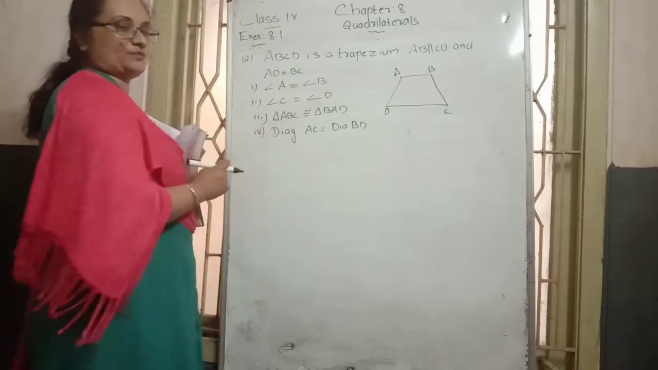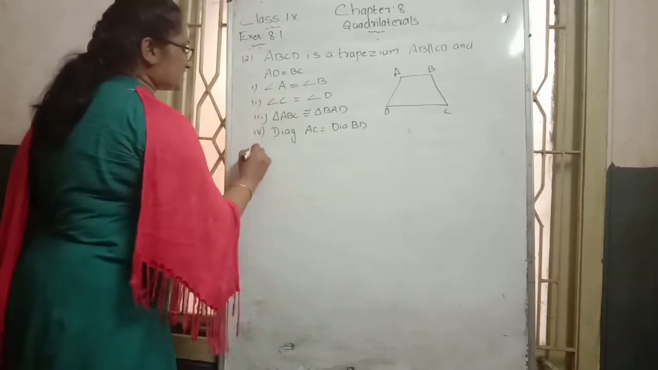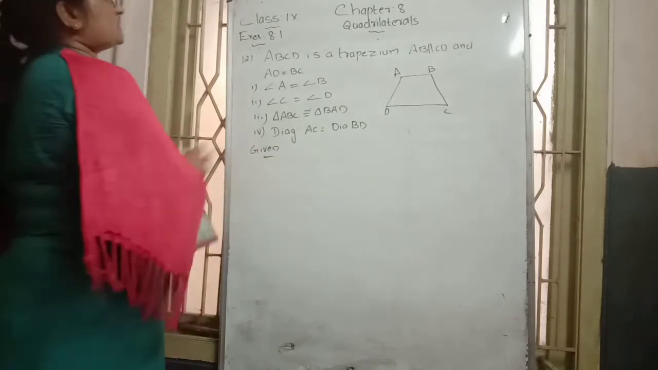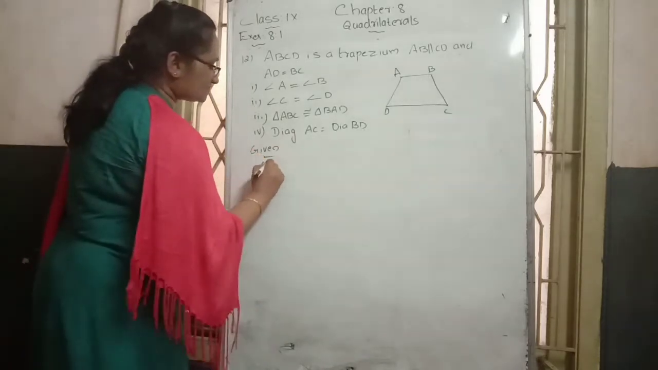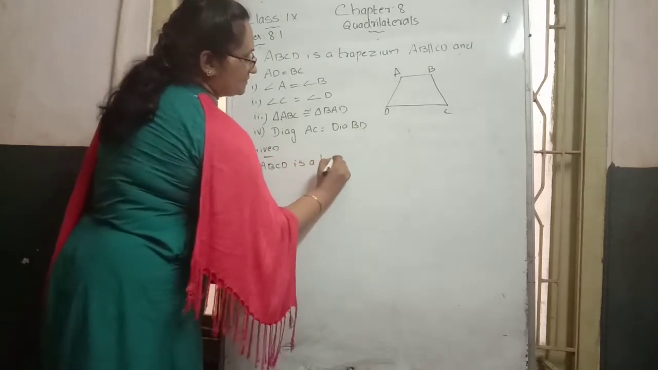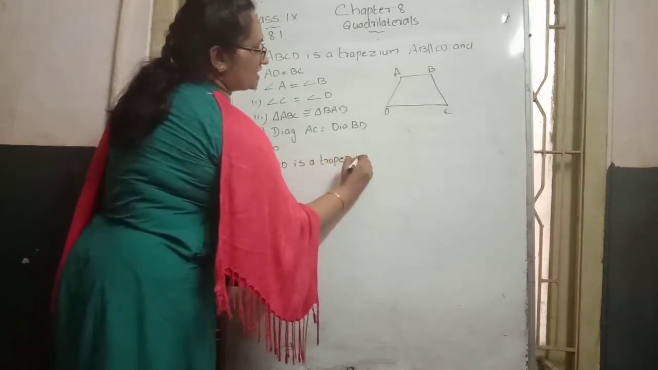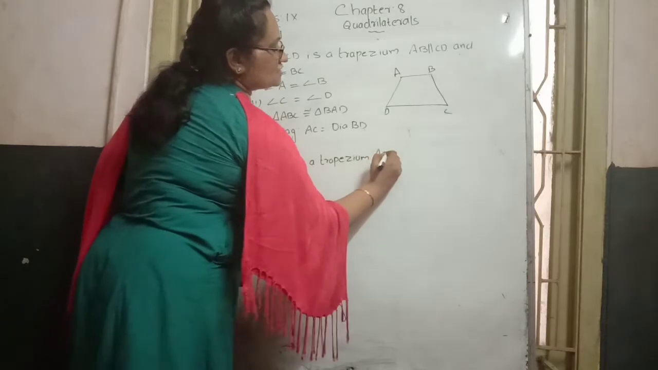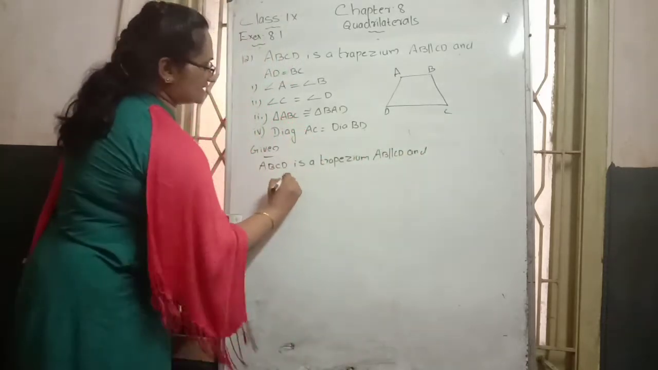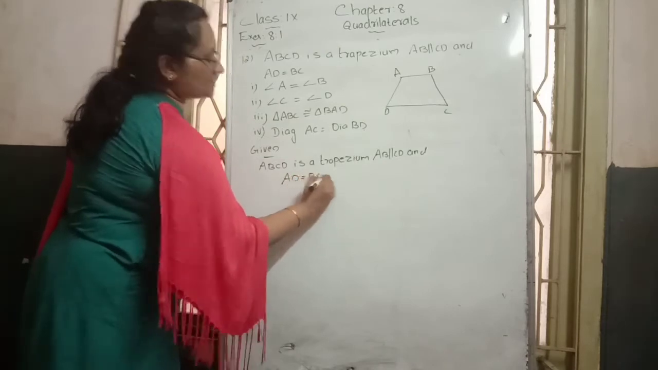So here, how to prove? First, start with the given case. First, we can say ABCD is a trapezium. So we write ABCD is a trapezium shape. What information did they give? Side AB is parallel to CD and side AD is equal to BC.